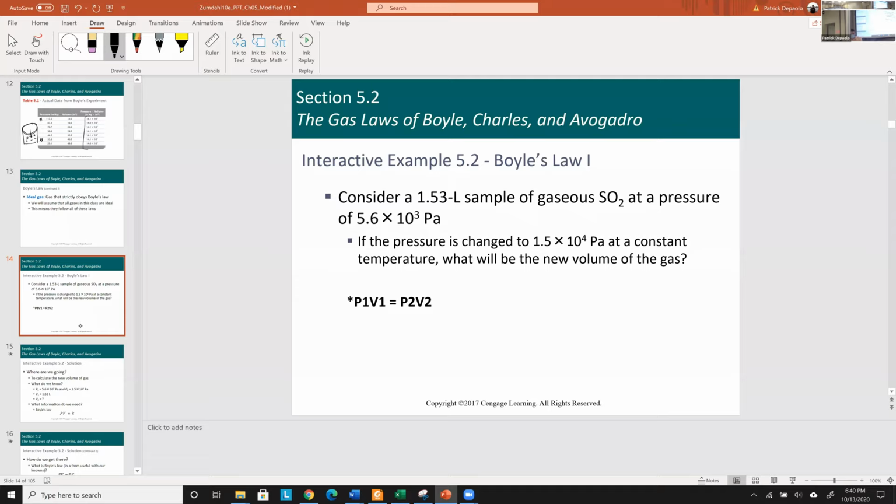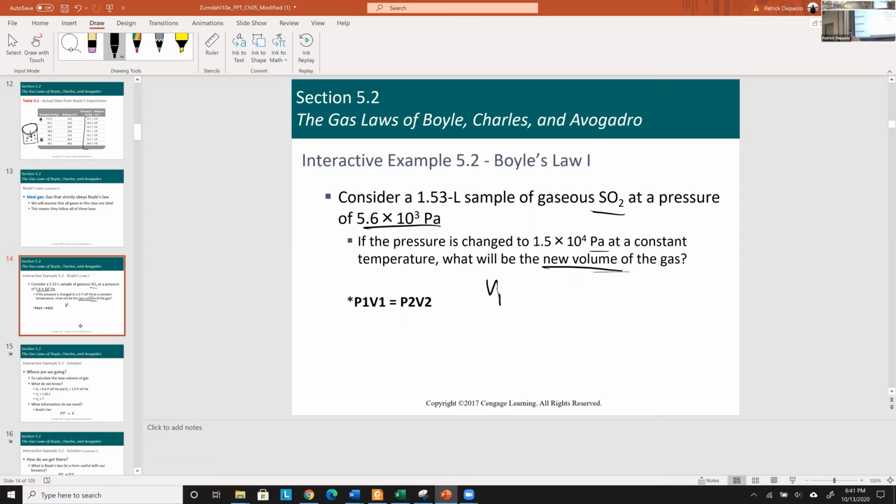Let's say you consider a 1.53 liter sample of gaseous SO4 at a pressure of whatever pascals. If the pressure is changed to 1.5 times 10 to the 4 pascals at a constant temperature, what will be the new volume of the gas? The idea here is to dissect the question. Ask yourself, what do we need and what does it give you? We're using Boyle's law, and we're obviously using it now because that's the only thing we've learned, but it's always important to write down your variables first, because if this question was given to you on a test or in the homework after you learned all the laws, it might not be as apparent which one to use. So the best thing to do is, as you're reading it, write down your variables.